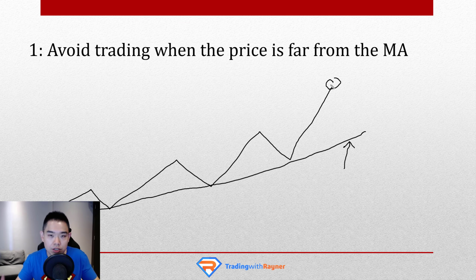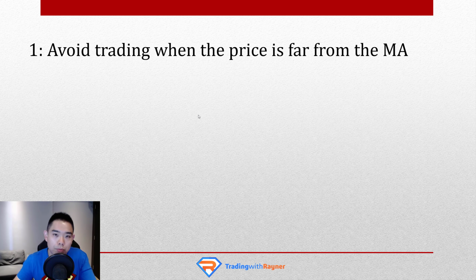Why is that? Because there's a good chance, based on this historical price action of this market, that the market could make a pullback. So imagine if you're buying at these highs and the market makes this pullback over here. Chances are you will be stopped out. Agree? So that's the first rule that I want to share with you: avoid trading when the price is far away from the moving average.